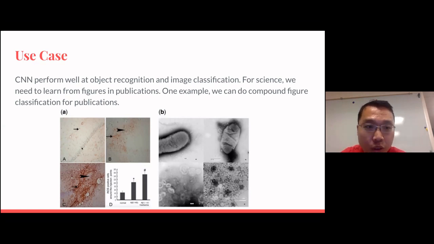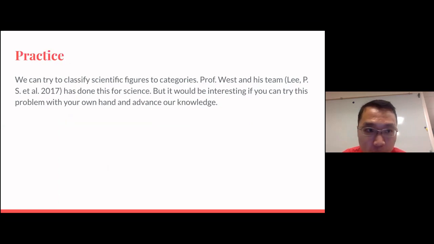So we can try to use it to classify images into classes. I use this for a compound figure classification task, classifying whether a figure is compound or non-compound. Many researchers have done this task, and some teams have already achieved good performance on public compound figure classification data sets. So if you are interested in learning knowledge from scientific figures, maybe you can apply a convolutional neural network to solve your problem.